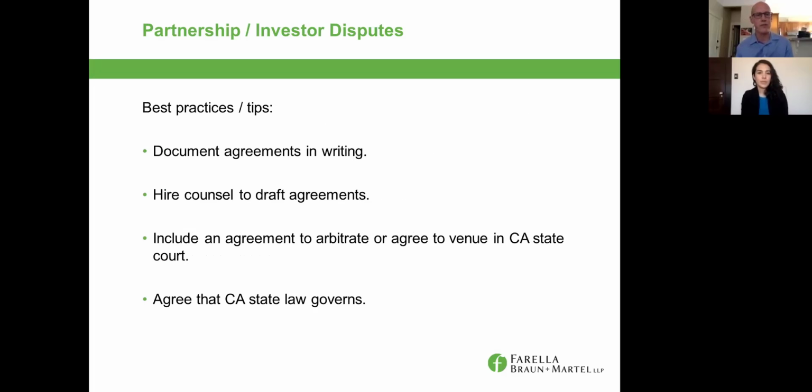So I have a few very practical best practices and tips for addressing these issues. The first is document agreements in writing. Make your agreements in writing. Don't rely on handshakes. Don't rely on oral agreements or oral promises. Write your agreements down. Secondly, hire lawyers to help you draft agreements. It's very precarious to have lay people drafting agreements because I've seen it over and over again. It often leads to bad outcomes.